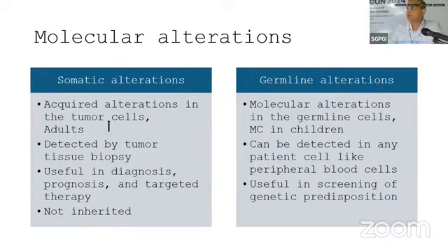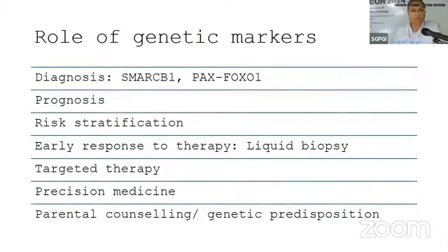Because sometimes the parents come to us and say, my child had cancer, whether the other child is also going to have cancer, whether other family members are also at risk. If the germline alterations are there and they have high penetrance and expressivity, then there is a high likelihood that other family members may also develop these cancers, and these family members should also be screened. So this is the importance of germline alterations.